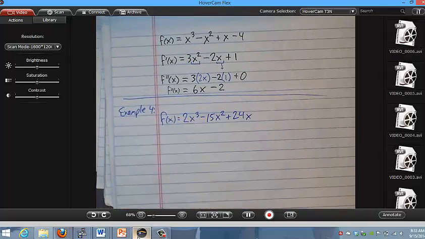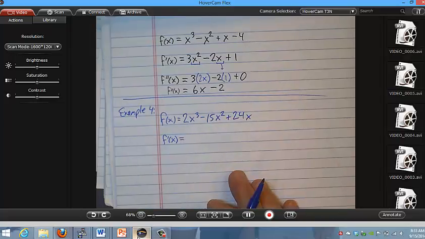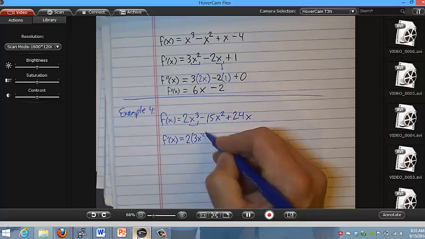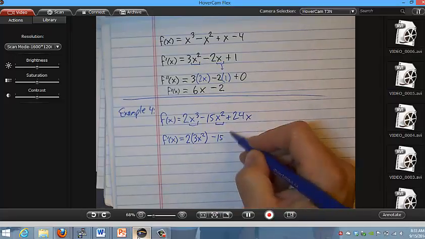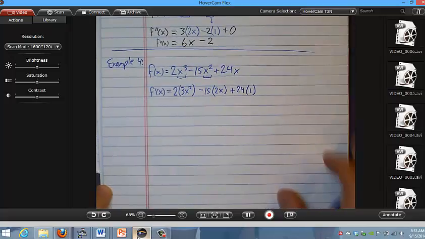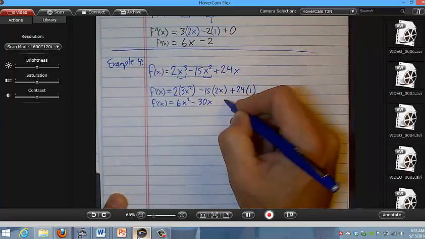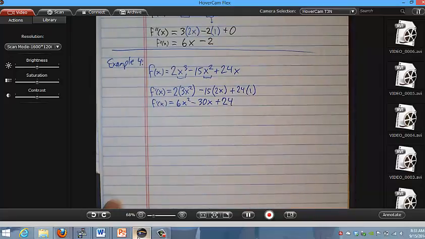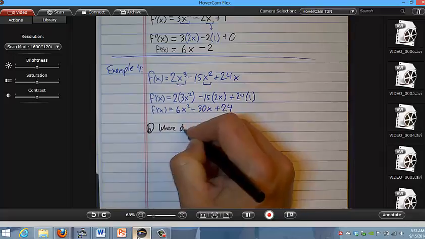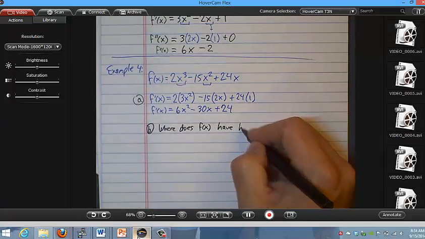And so here it is. And now I need to take the derivative. So f prime of x equals, well, bring down the 2. The derivative of x cubed is 3x squared. Bing, bing. Minus 15. The derivative of x squared is 2x, plus 24 times 1. There we go. And so this derivative is equal to 6x squared minus 30x plus 24. And so part B says, where does f of x have, this was part A here, find the derivative. Where does f of x have a horizontal tangent line?